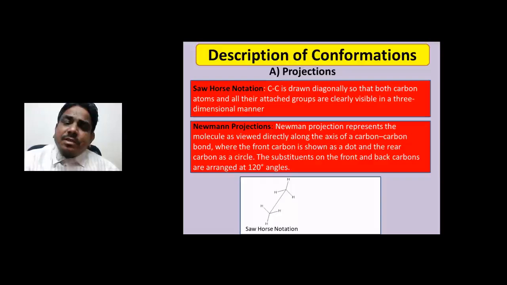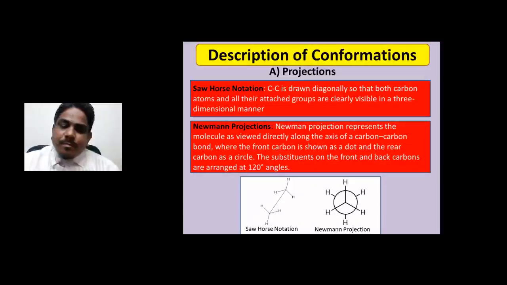This is the Newman projection. This is the Sawhorse notation. In this, the carbon-carbon single bond of a molecule is arranged diagonally. In the Newman projection formula, the carbon-carbon single bond is placed axis to axis in front of our eye. The front carbon is shown by the dot. The back carbon is shown by the circle. This is the front carbon, and the back carbon is the circle carbon. This is the Newman projection formula.